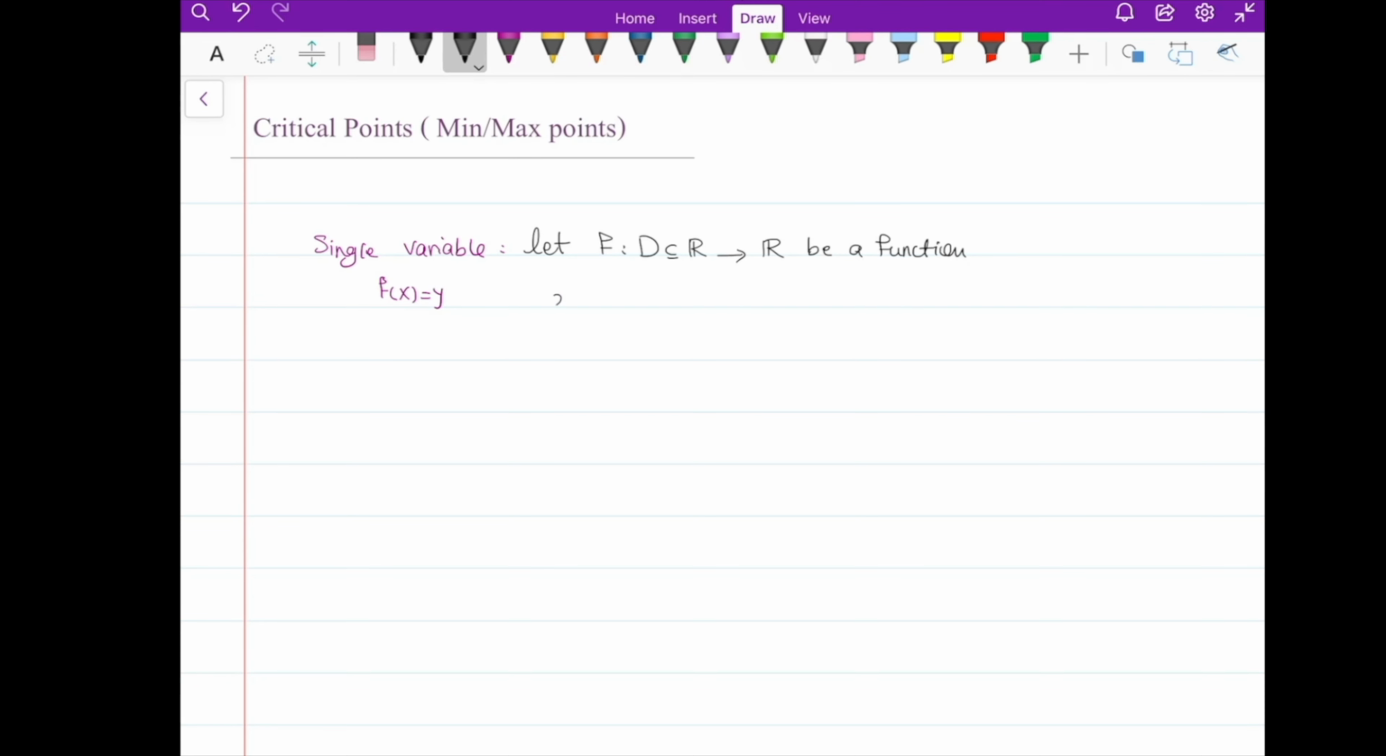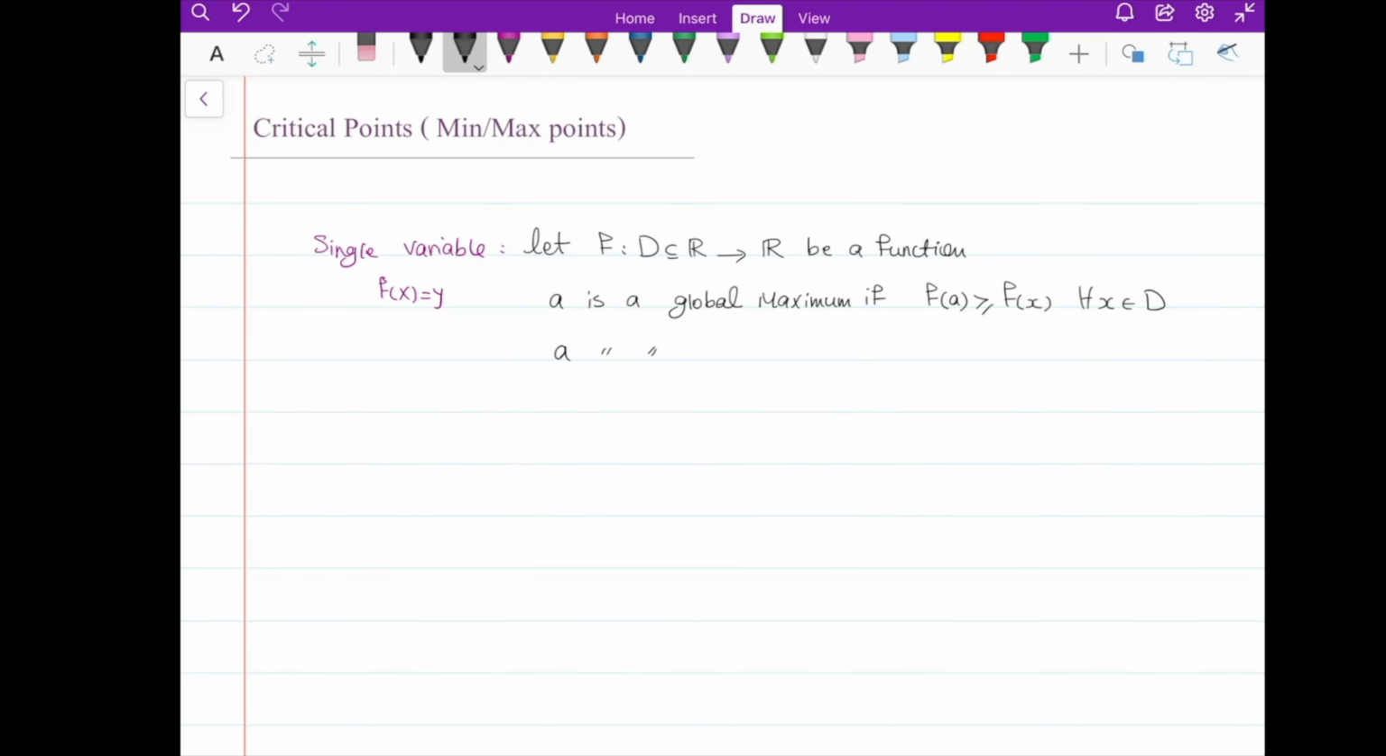then a point A is a global, sometimes we call it absolute maximum, if the value of the function at the point A is greater than or equal to the value of the function of all other points in the domain D.